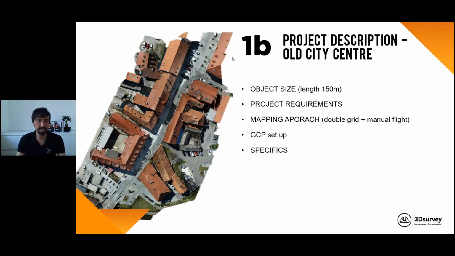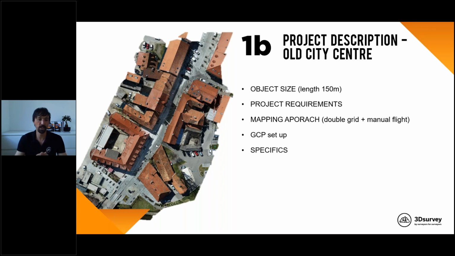GCP setup: in this case, we placed 8 ground control points for orientation. We could place fewer ground control points, but we went for double the safety. Because we have an RTK drone, only 1 ground control point would probably be good for such a small area. But when you set up your GNSS device, you measure some in addition, and that's it.